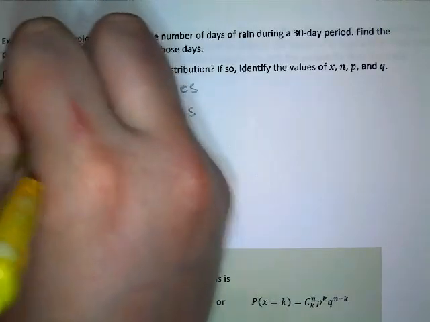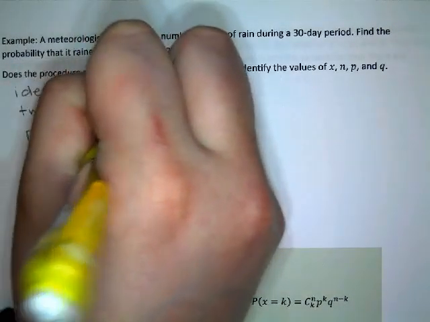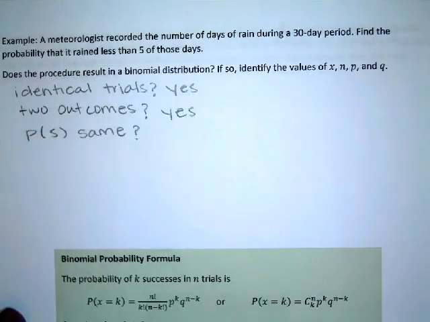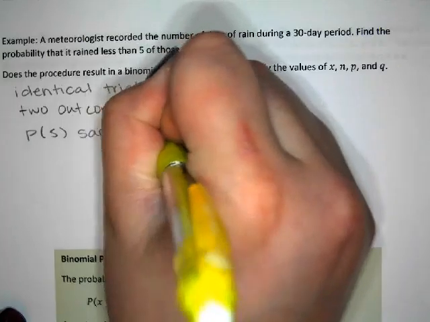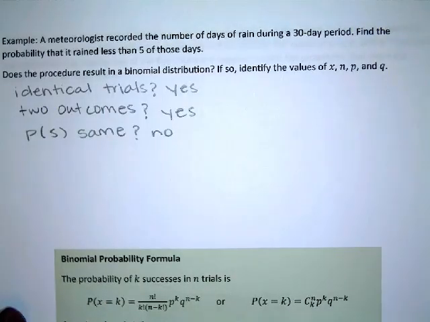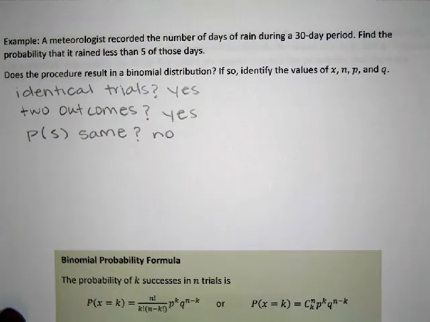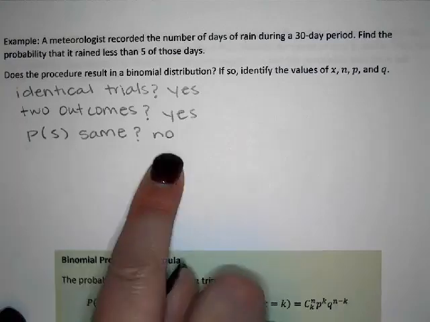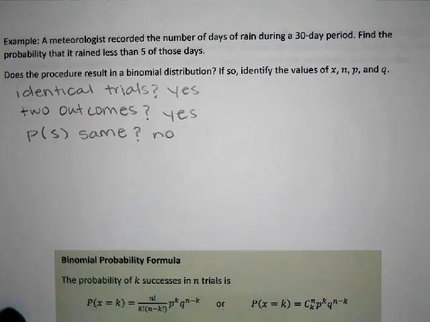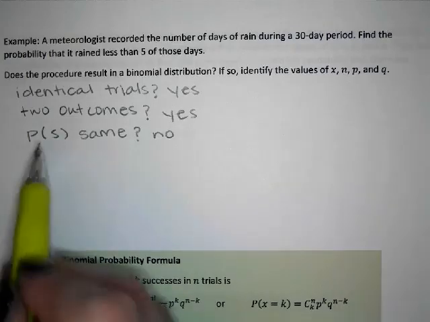Next, is the probability of success the same? Is the probability that it rained on each of those days in the 30-day period going to be the same? And this is where we're going to say no. If you know anything about the weather forecast, the probability that you're going to see rain on a given day is not the same as the day before. Each day the rain forecast is slightly different, and so right here we would say no. At this stage we can say this is not a binomial probability distribution. But we can go ahead and look at the 4th item as well.